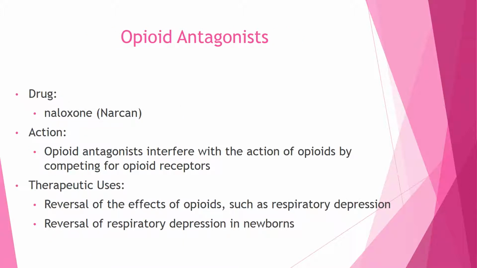Okay, then your opioid antagonist, which is your Narcan or naloxone. It's an opioid antagonist, interferes with the action of the opioids by competing for the opioid receptors. It's going to knock it off those receptors so it can inhibit it. Therapeutic uses are going to be reversal of the effects of opioids, such as respiratory depression, and then reversal of respiratory depression in newborns.